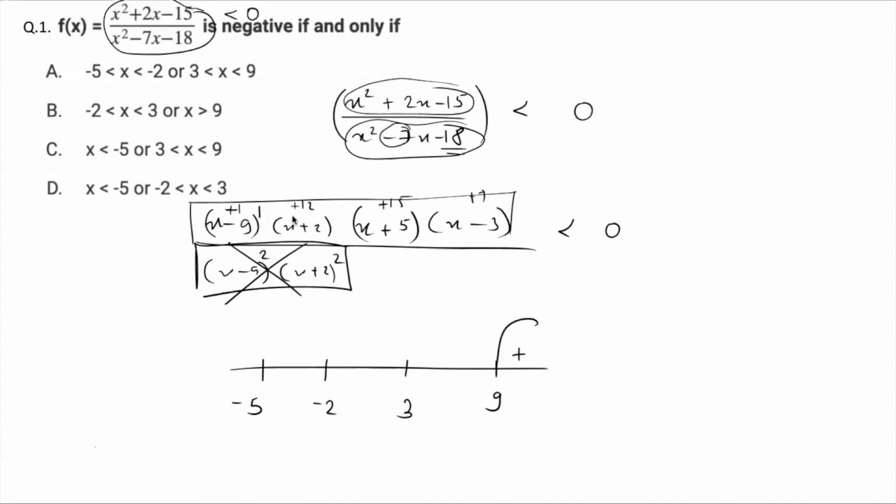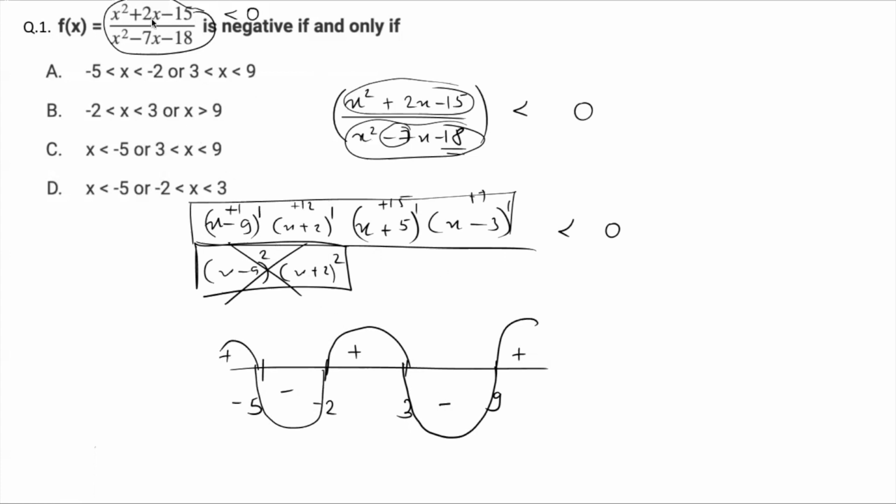Now, the powers of all the brackets here are the same, which is 1. We have learned this already in the course: whenever the power is odd, there is a sign change, right? So there's a sign change here, a sign change at x equal to 3 also, at x equal to minus 2 also, and minus 5 also. So this is how the wavy curve is going to be, right?